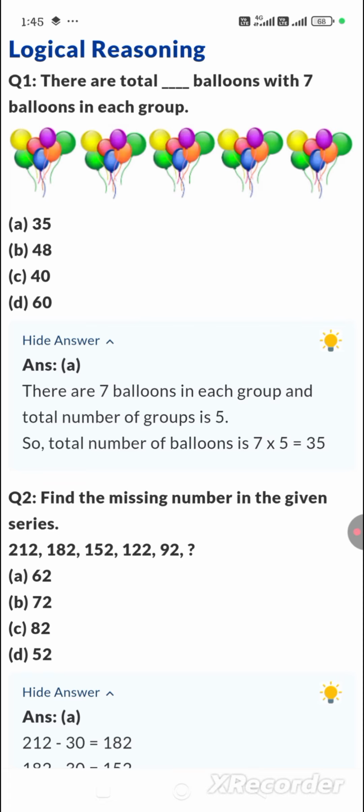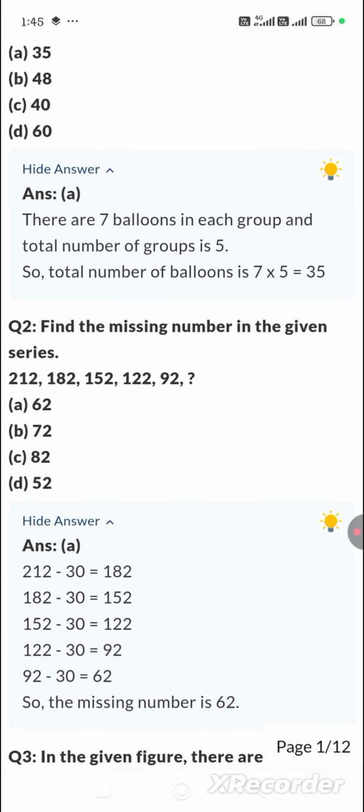तो लेट अस स्टार्ट। There are total dash balloons with 7 balloons in each group. आंसर हो जाएगा: there are 7 balloons in each group and total number of groups is 5. So total number of balloons is 7 into 5, 35. So answer is A.